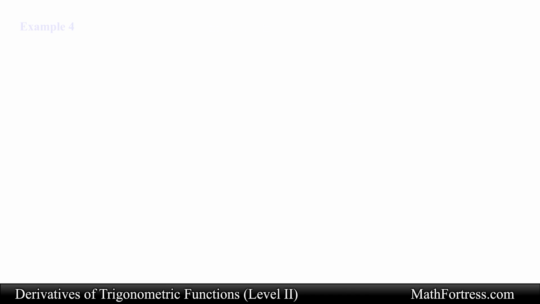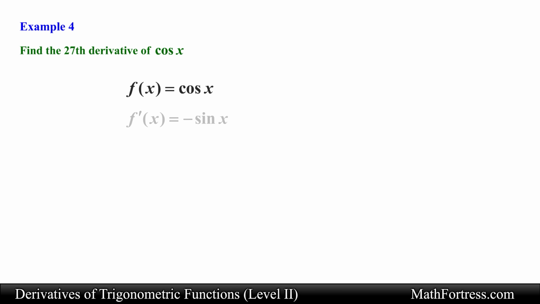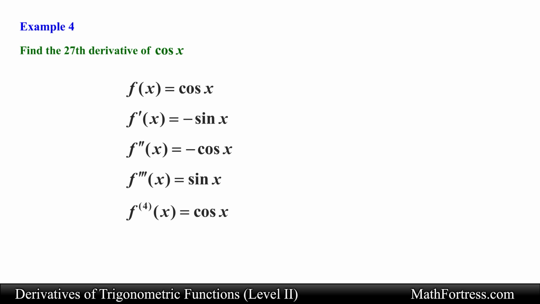Some derivatives of trigonometric functions may have patterns that can be used to predict higher derivatives. For example, if we are asked to find the 27th derivative of cosine of x, we can start by finding the first couple derivatives. In this case, the derivative of cosine of x is equal to negative sine of x, and then taking a derivative of this function, we get negative cosine of x. And then taking a derivative again, we obtain sine of x. The next derivative will be cosine of x, and the next derivative will be negative sine of x.